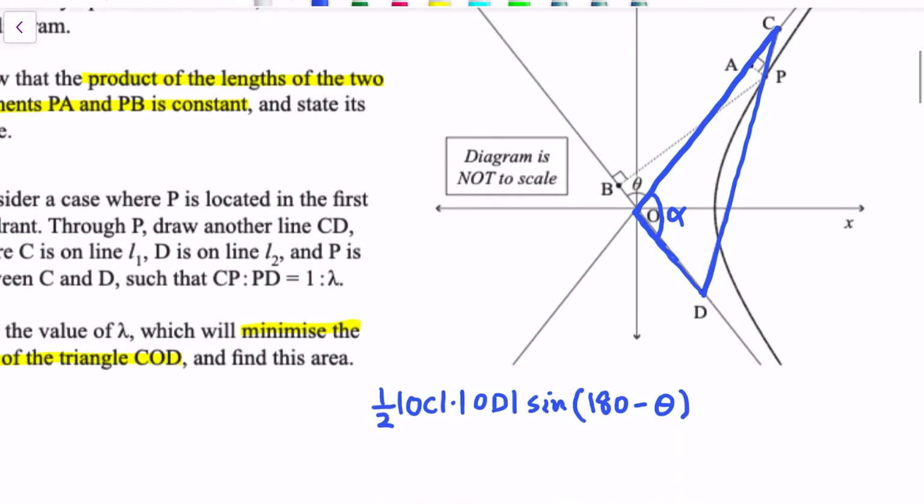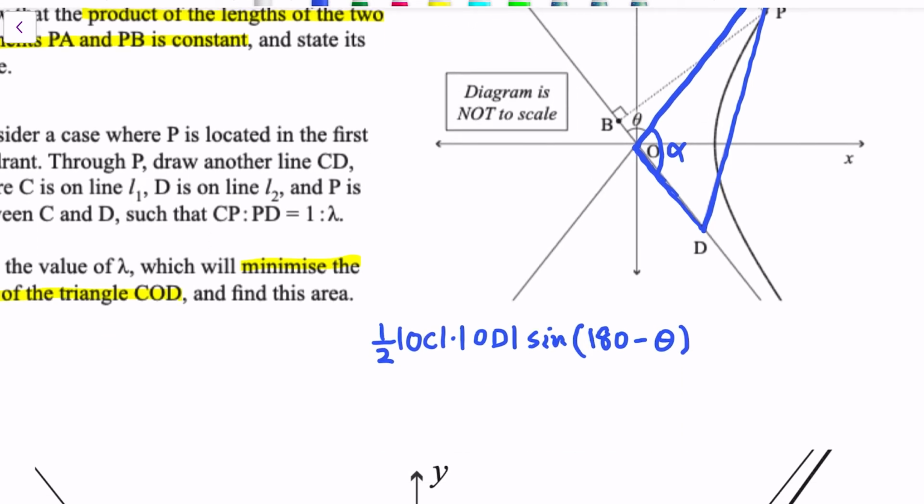Okay, it turns out that sine of 180 minus theta is the same as sine of theta. If you look at the graph, sine of 180 minus x is the same as sine of x. So we already know that sine of theta is 0.6. So we've got a half of 0.6, we've got 0.3 OC times OD. Okay, that there is the area that we need to find, and we need to minimize it, so finding the lambda value that does that.